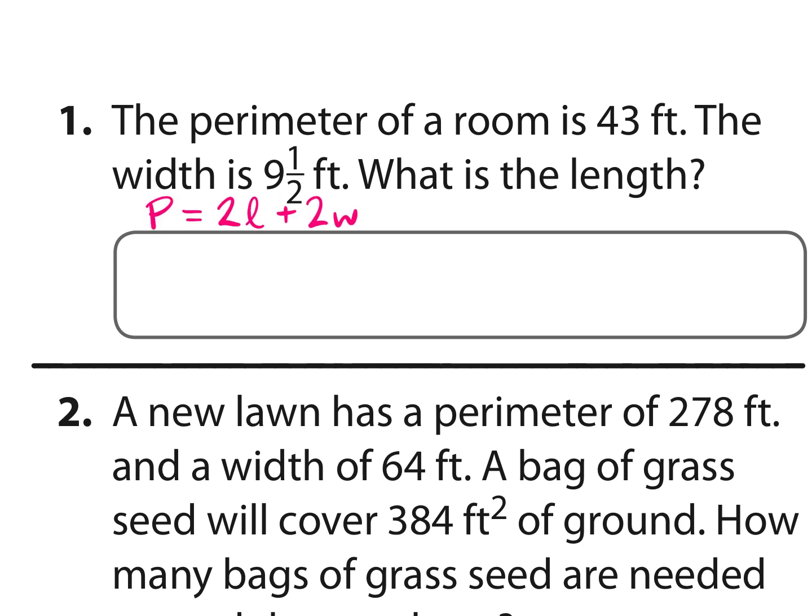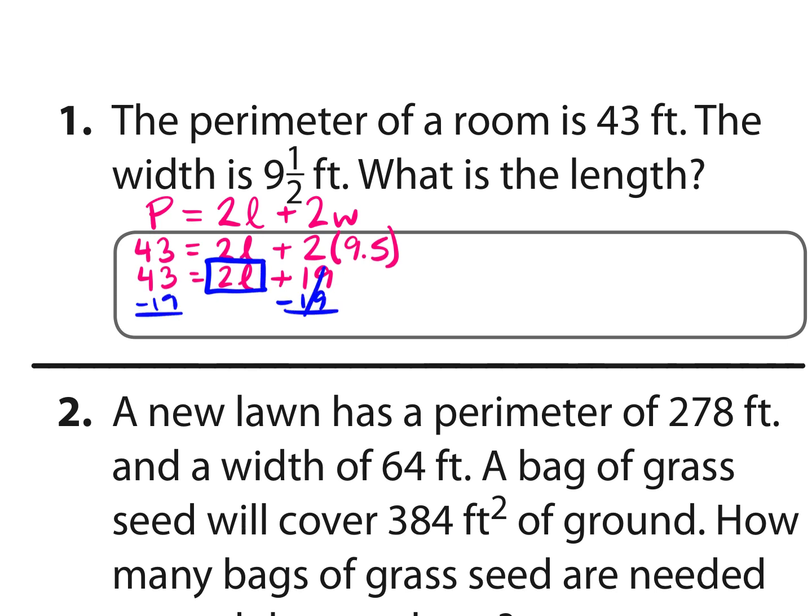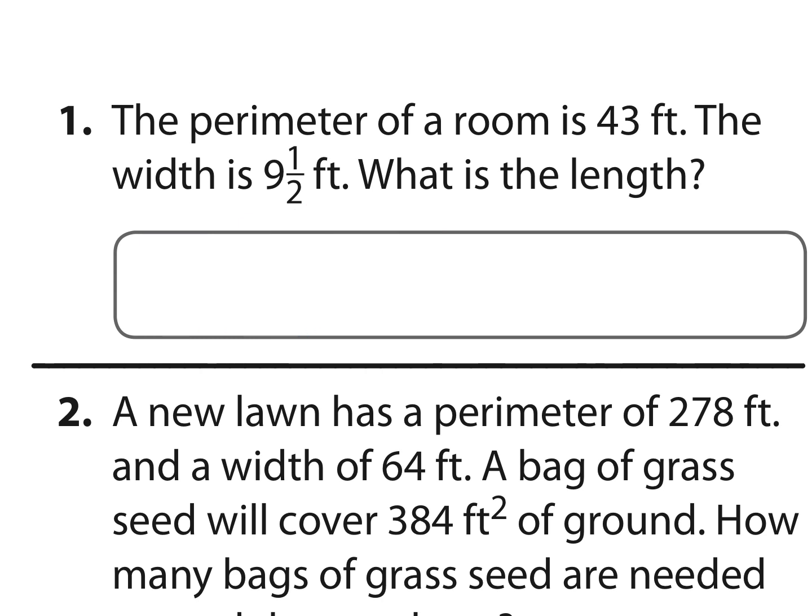So I'm just going to plug in these values and say the perimeter is 43. We don't know the length, but we do know the width is 9.5, and I'm going to change that over to a decimal so it's a little easier to work with. And then we just simplify: 2 times 9.5 is 19. I've now just got a two-step equation to solve, so I'm going to subtract 19 from both sides. The result is 24 equals twice the length. I'm going to rewrite that over here.